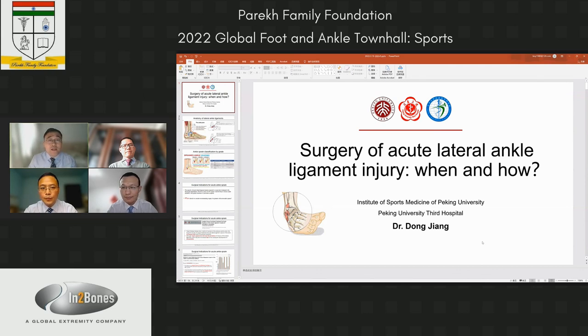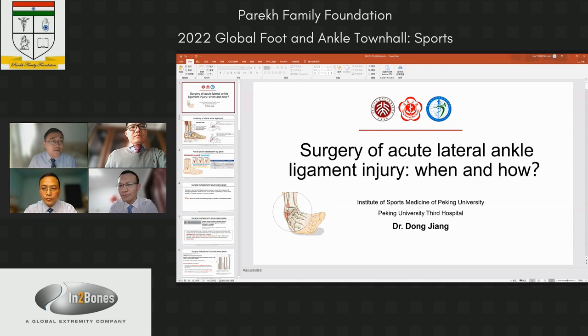For the ankle sprain classification, it's graded as grade 1, grade 2, and grade 3. For grade 1 and... Excuse me? I don't see... Maybe there is something wrong with the full screen. Maybe you can go to the other view. Okay, I'm sorry.